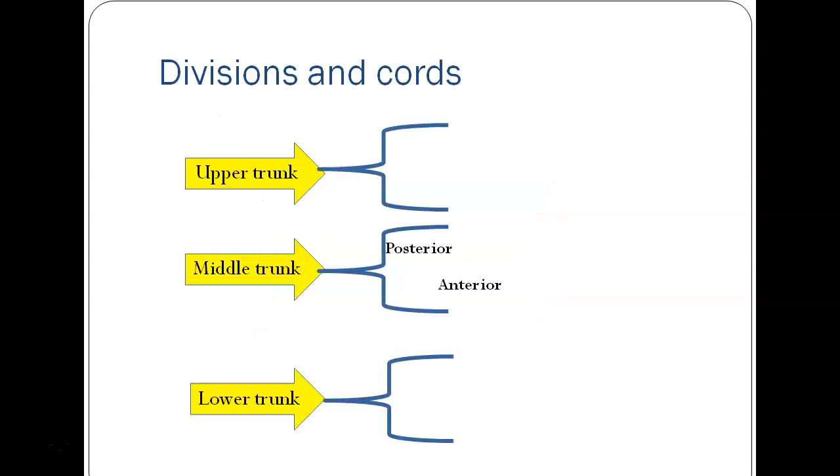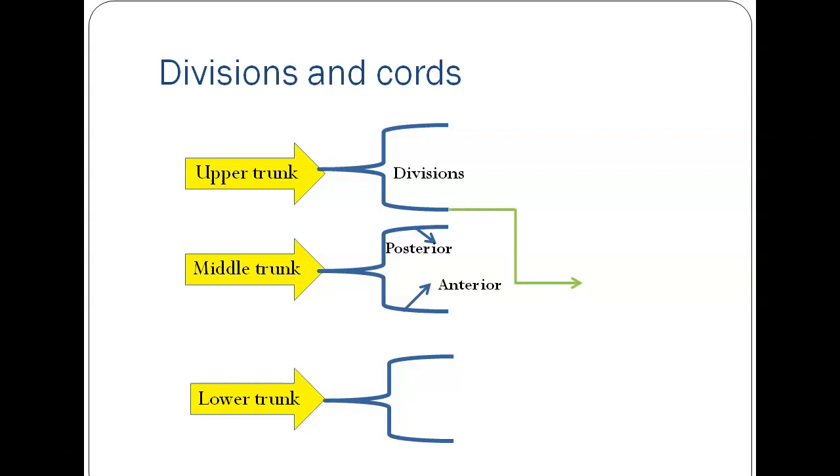Then after trunks, they divide. Trunks divide. So they divide into anterior and posterior divisions. So you can see the anterior and posterior divisions. So that is the posterior division and the anterior division. So divisions again will join to form cords.